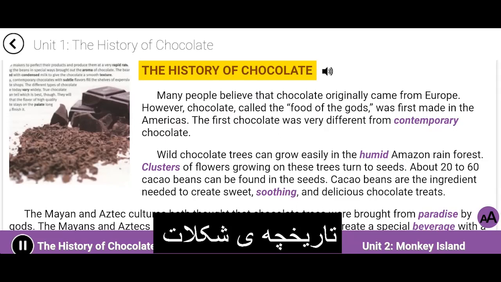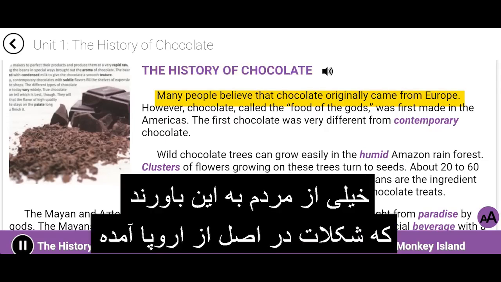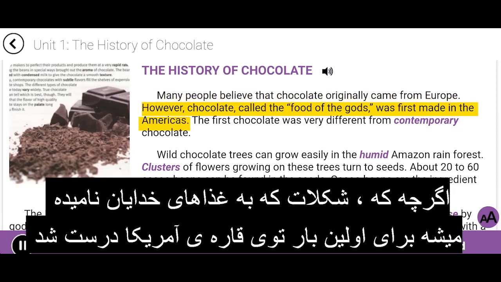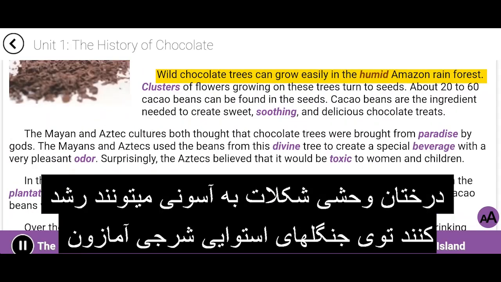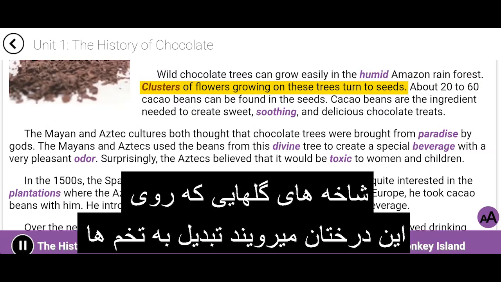The history of chocolate. Many people believe that chocolate originally came from Europe. However, chocolate, called the food of the gods, was first made in the Americas. The first chocolate was very different from contemporary chocolate. Wild chocolate trees can grow easily in the humid Amazon rainforest. Clusters of flowers growing on these trees turn to seeds.